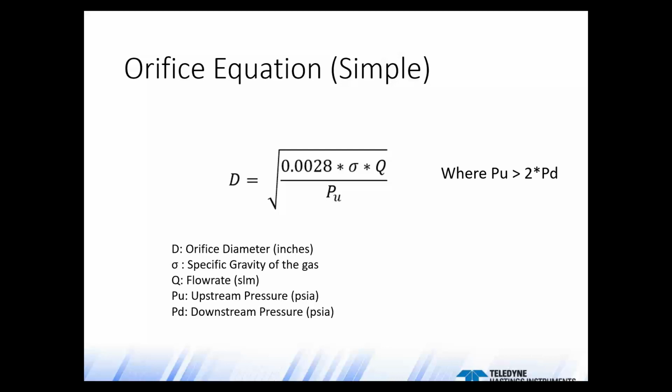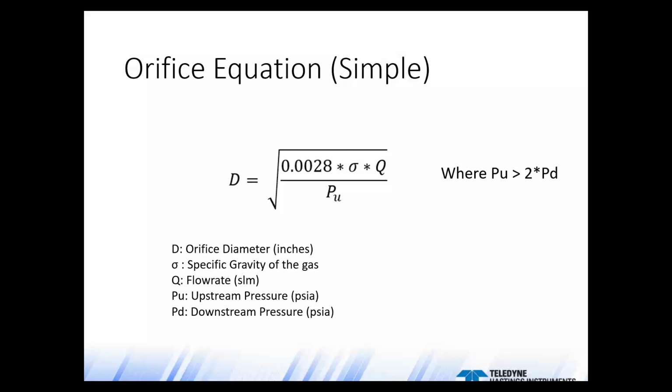So now let's discuss the sizing of that orifice. Now, as you can imagine, this is important to get right. Again, the orifice is going to determine how much flow we can get through the valve. Now, I've shown a simple orifice equation here. It's valid only when the upstream pressure is greater than 2 times the downstream pressure. The diameter of the orifice, that's given in inches. That's what we're going to calculate.